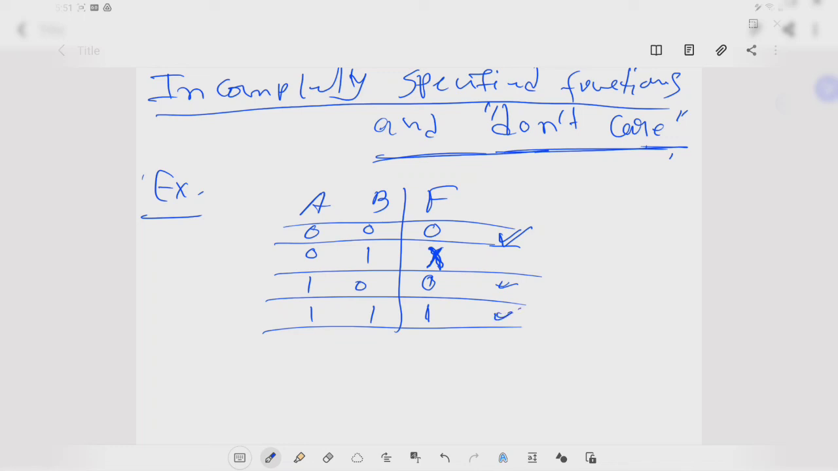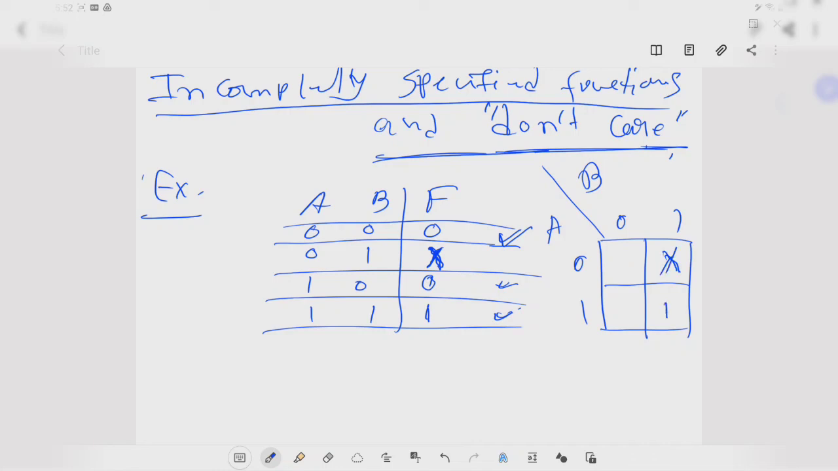So the first row is 0, the third row is 0, the fourth row is 1, but the second row can be 0 or it can be 1. We don't care about that. So now we need to find the truth table. The K-map for this function is a 2 variable K-map: first 0, then don't care, then 0, then 1. This don't care we can consider as a 0 or as a 1.